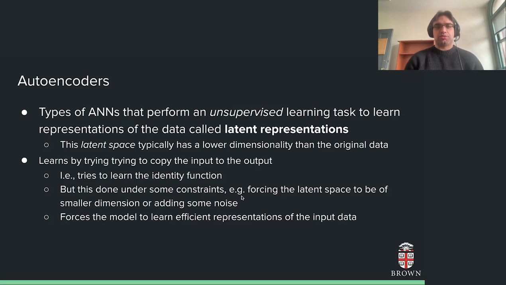But it has to be done under certain constraints. For example, forcing the latent space to be of a smaller dimension than the original data, or adding some noise. So it forces the model to learn efficient representations of the data. That's the key: learning efficient representations of the data. Hopefully, it learns things that are important, and that can be used to reconstruct the original data and still provide you useful information, and in this case, to perform physics searches. So remember, we're talking about latent representations that typically have a lower dimensionality. That is the key here.